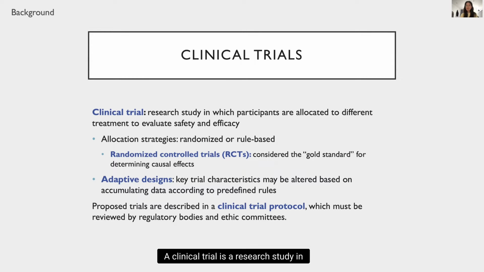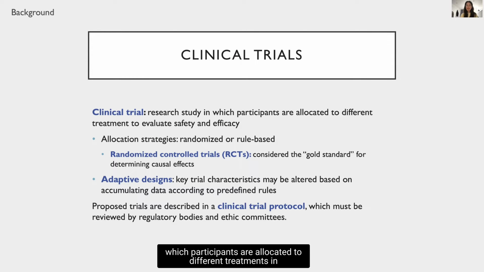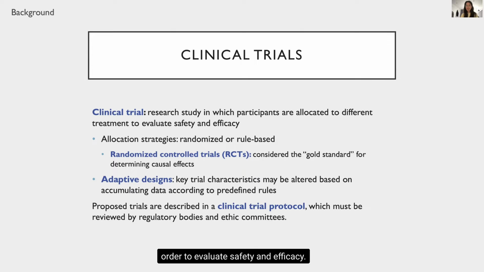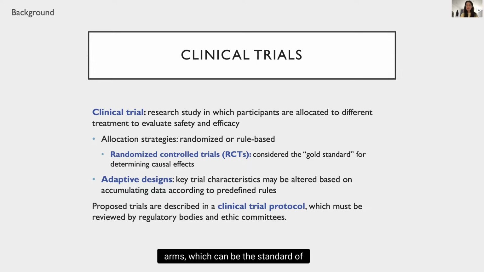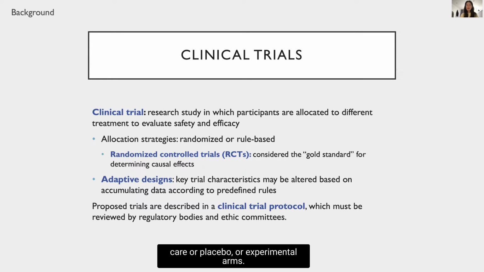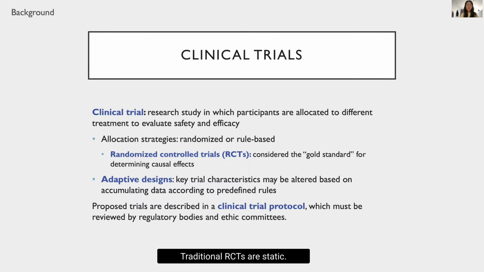A clinical trial is a research study in which participants are allocated to different treatments in order to evaluate safety and efficacy. Clinical trials can be categorized by allocation strategy, which is the mechanism by which patients are allocated to treatment arms. These can be randomized or rule-based. Randomized controlled trials, RCTs, are considered the gold standard for determining causal effects. In an RCT, participants are randomly allocated to either control arms, which can be the standard of care or placebo, or experimental arms. Traditional RCTs are static.